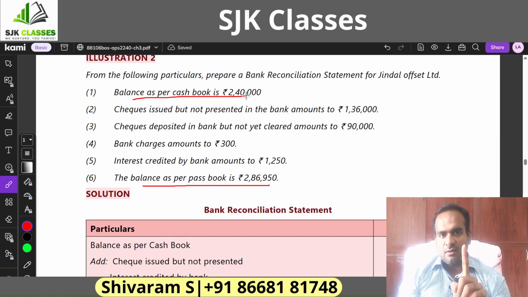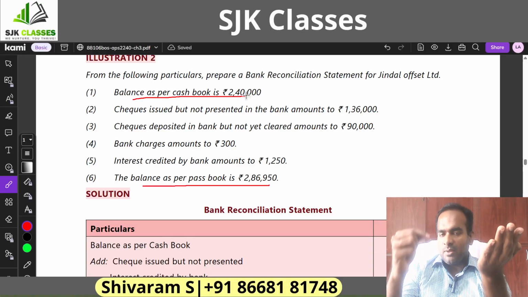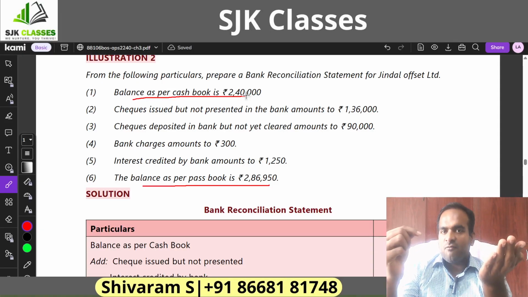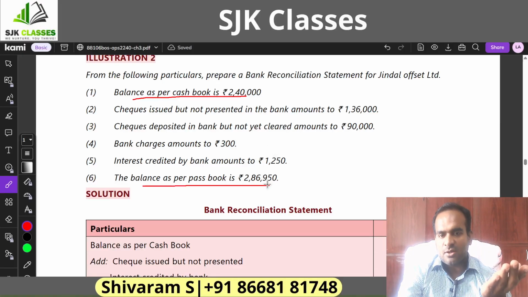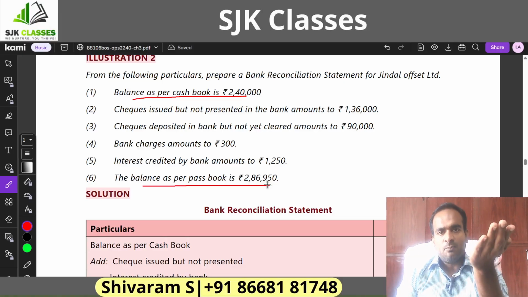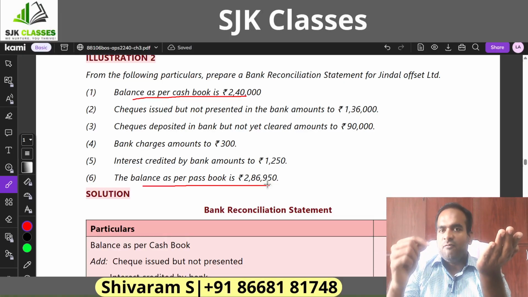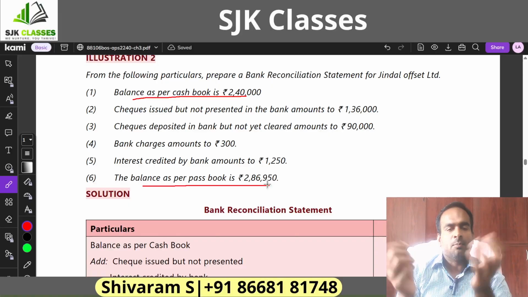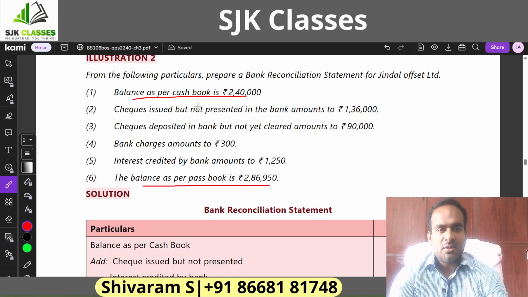So initially, we'll start with cash book, and after doing the BRS, we have to check whether we are getting the passbook balance, which is 2,86,000. We must get this bank balance. Alternatively, you can start with the passbook balance. After doing the BRS, we should check whether we're able to get the cash book balance. So let's start now. Now, what is given to us?